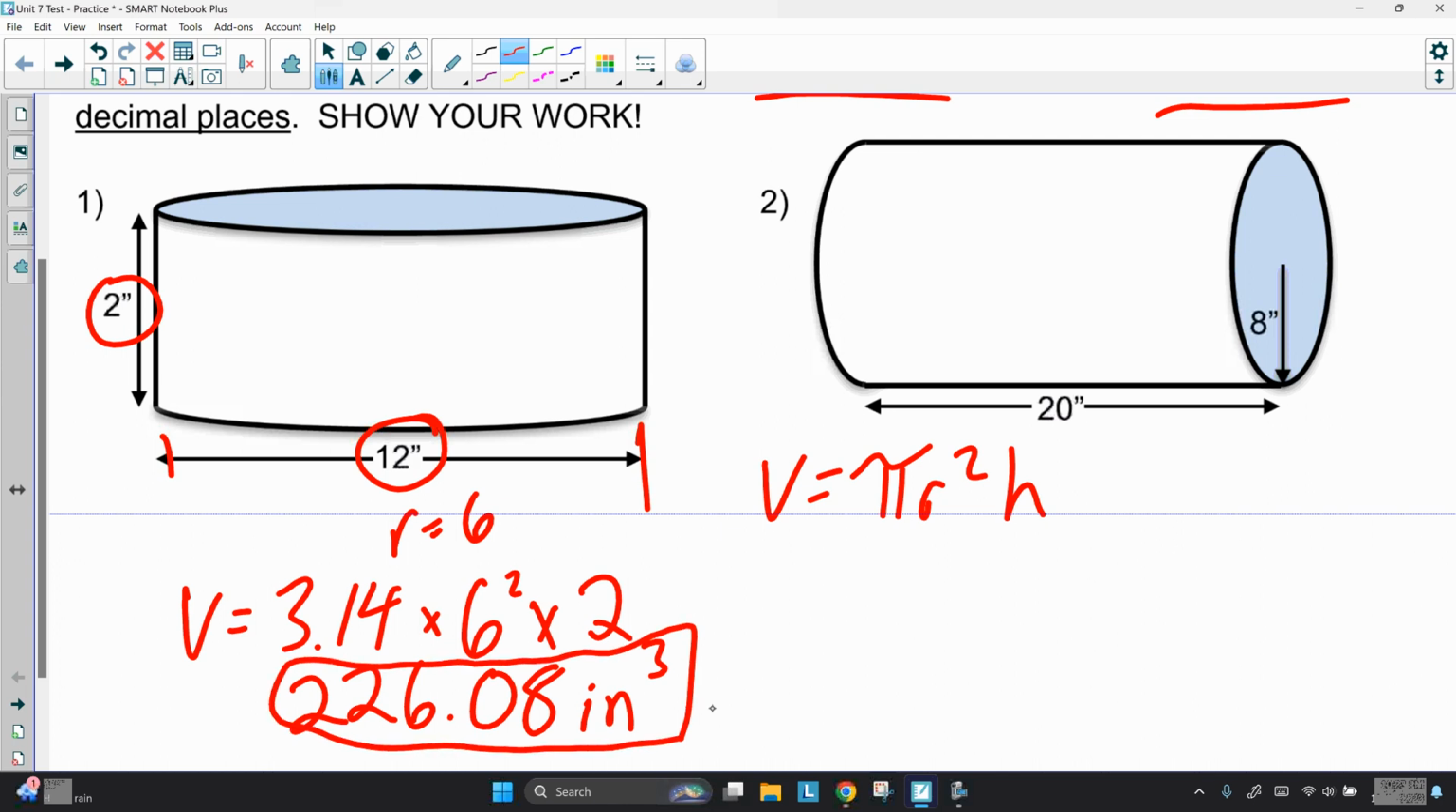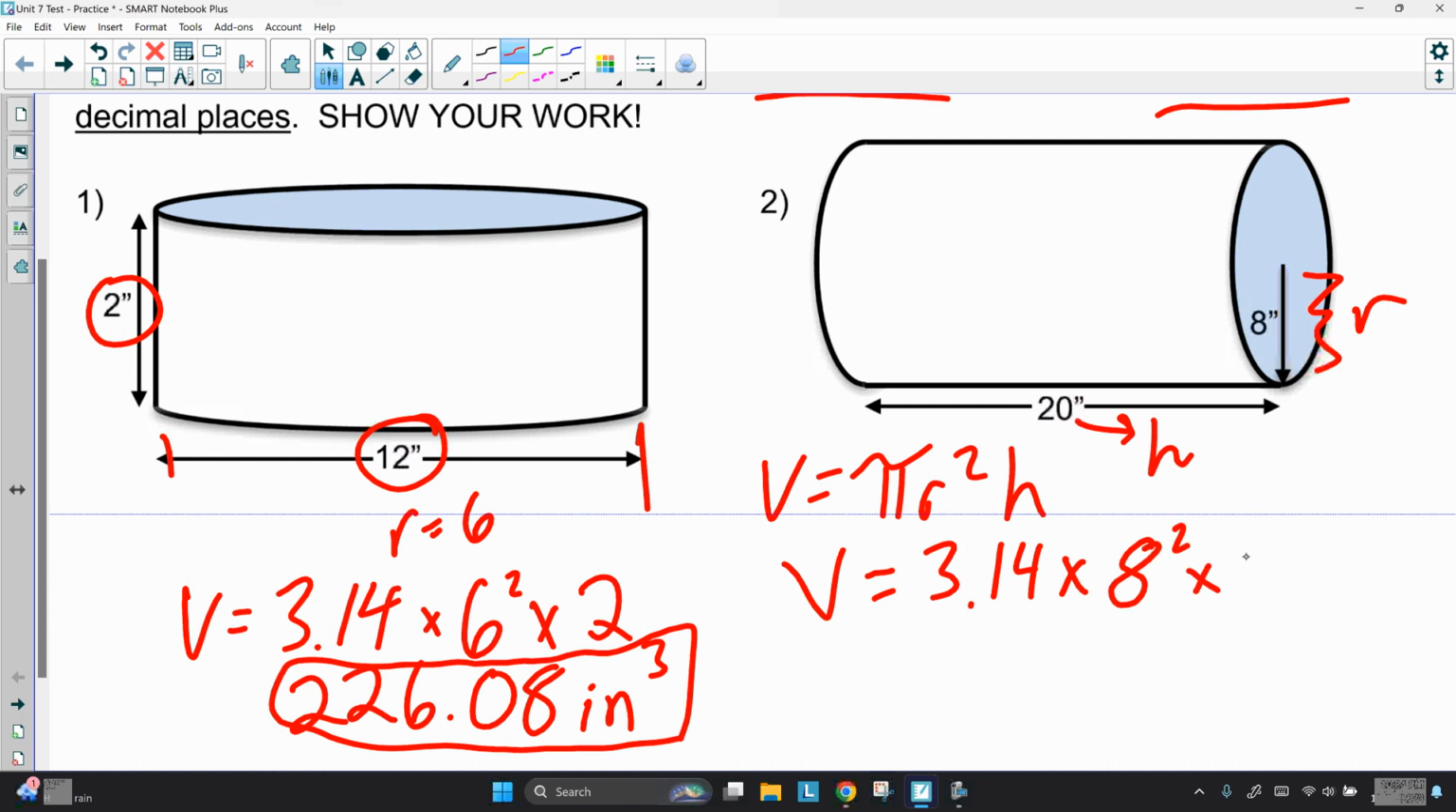Perfect. So, the cylinder to the right, again, this is already half this distance, so that should be our radius. And just because the cylinder is laying on its side, that means this 20 is going to be our height. So again, plug everything in. So our volume is pi, 3.14, times the radius, 8 in this situation, squared, times the height, which is 20.